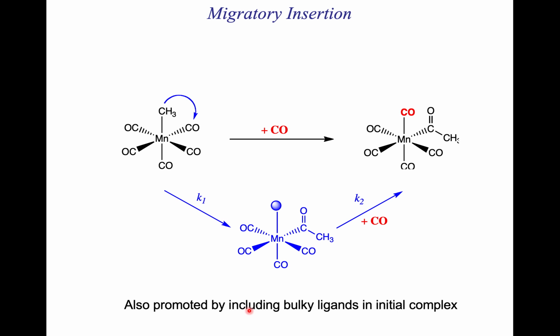And this is also promoted by bulky ligands in the initial complex. And the reason for that is, if we have bulky ligands around here, there's some strain that's relieved when we do this insertion reaction, because we went from 6-coordinate in the starting material to 5-coordinate in the intermediate. Because we've taken 2 ligands, a methyl and a CO, and made an acyl group out of it. We've decreased the steric congestion around the metal.